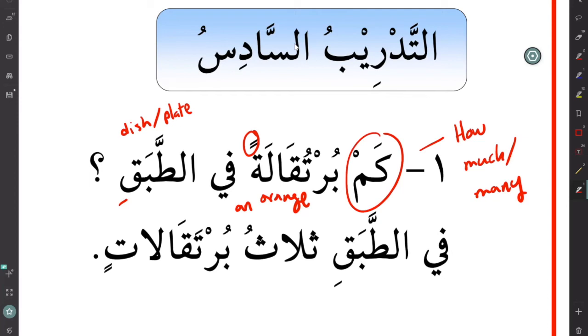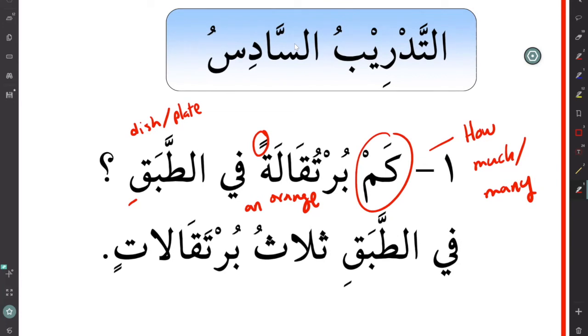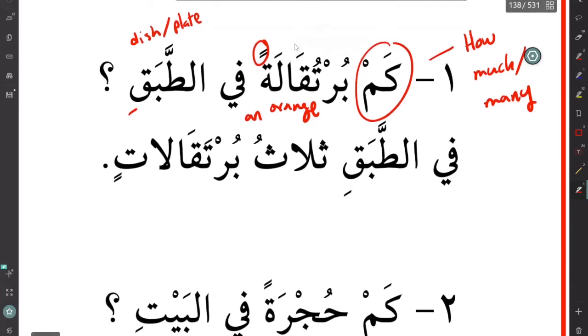So remember these two rules about using kam. Number one, the word has to be in the fatha, and then you have to use a singular noun. For example, you're asking about how many pens; although you're saying pens in English, in Arabic you will say kam qalaman. Qalam is one pen, and you say it with fatha, qalaman, not qalamun. Keep these things in your mind. So how do you translate this sentence? How many oranges are in the plate? And the answer is في الطبق ثلاث برتقالات.